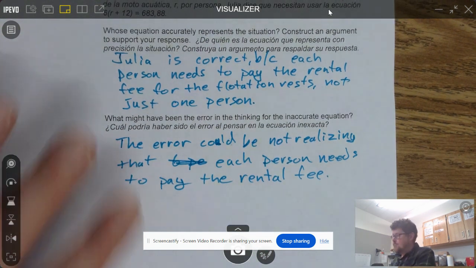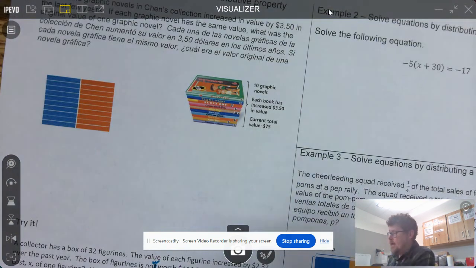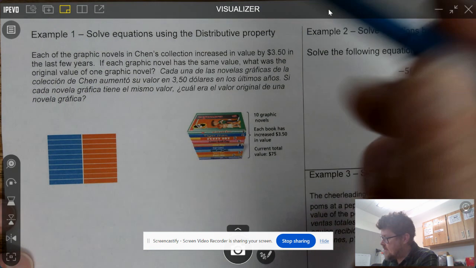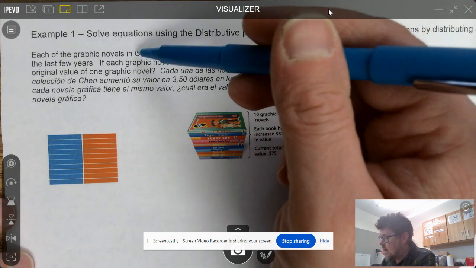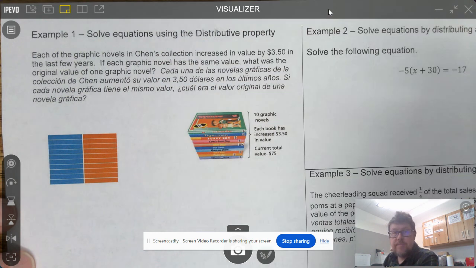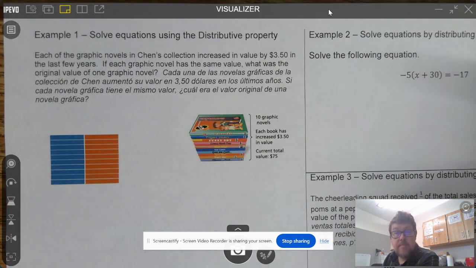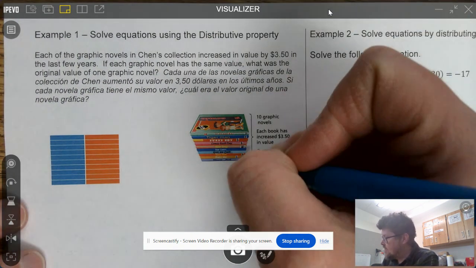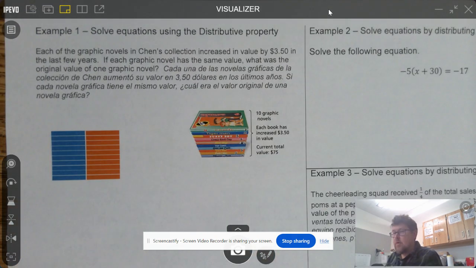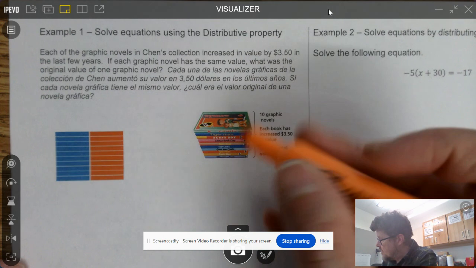So anyway. Oh man, each of the graphic novels in Chen's collection increased in value by 350 in the last few years. If each graphic novel has the same value, what was the original value of one graphic novel? Graphic novel is just a collection of comic books. Okay. So you got 10 different graphic novels. Each book increased by 350. And we've got the total value here as $75.